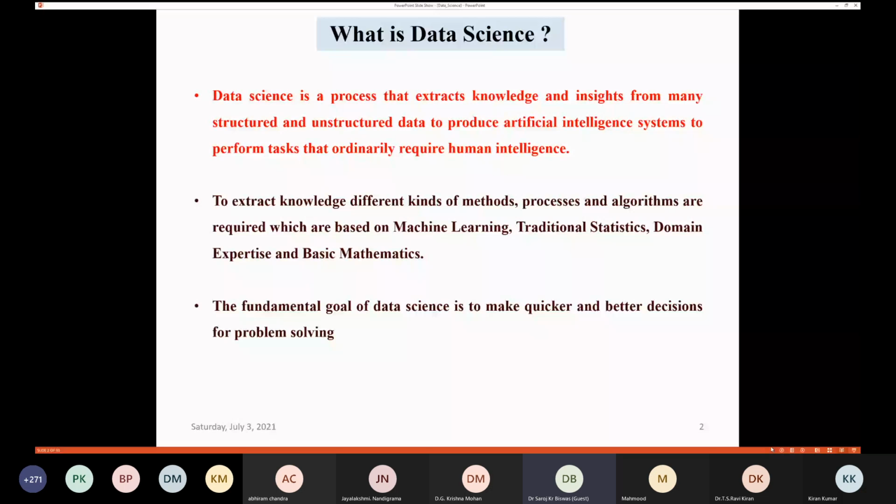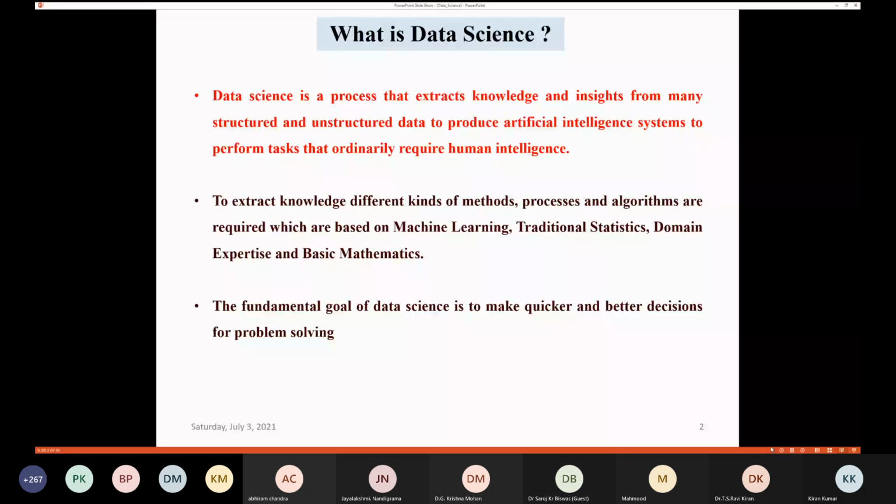So if we talk about the 4 pillars on which data science is standing, they are machine learning, traditional statistics, domain expertise, and basic mathematics. If we know all those things, only then can we be good data scientists, or have good knowledge about how to solve a data science problem.